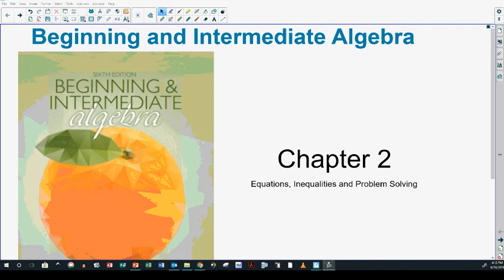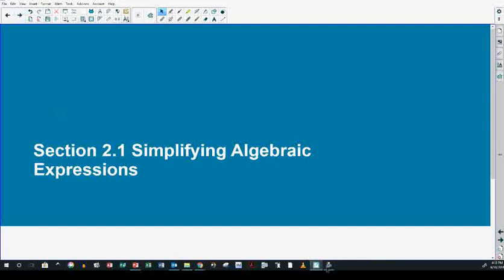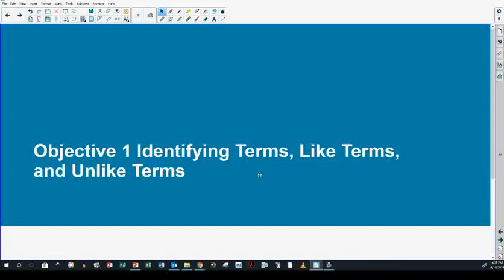Okay, so we're starting chapter 2 today. Starting with simplifying algebraic expressions. And we're going to just identify terms. We're going to identify like terms and identify unlike terms.